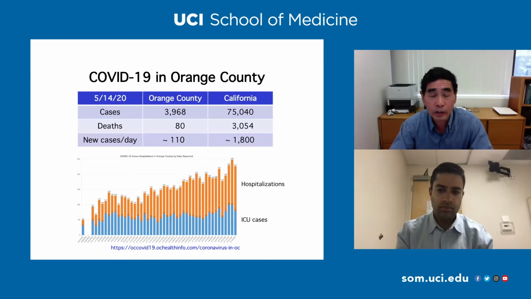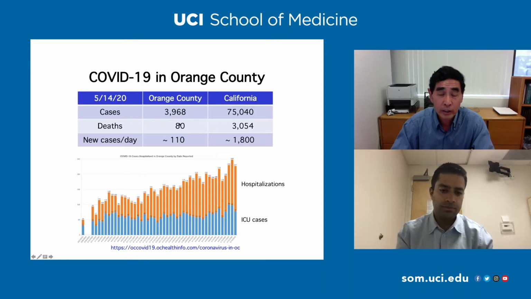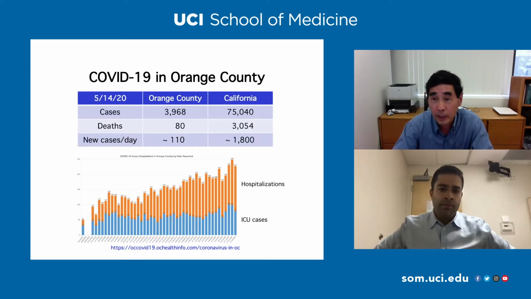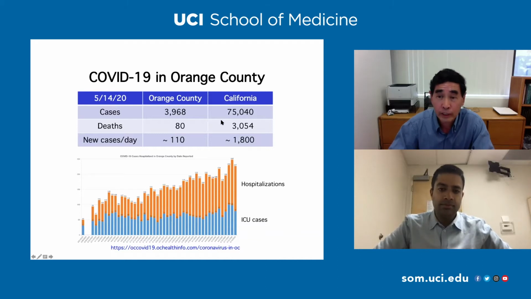Closer to home in Orange County, we have almost 4,000 known cases. 80 deaths is actually a relatively low number, even though 80 deaths is a lot of deaths. But compared to other counties nearby, our death rate is a little bit low in Orange County. The reason is not completely known. We have just over 100 new cases a day. For perspective, California has 75,000 cases. Orange County has about 10% of the population of California, so you can see that we have lower rates in Orange County. California has over 3,000 deaths and about 1,800 new cases a day.